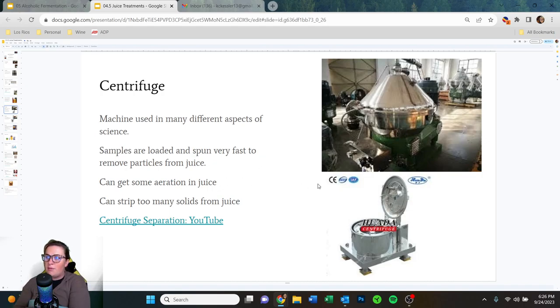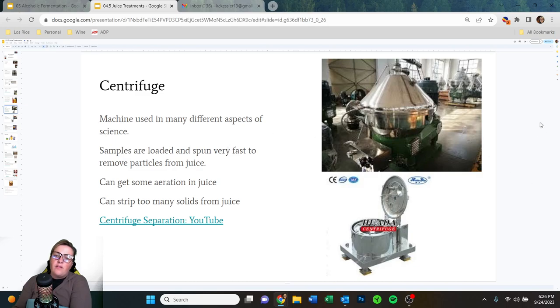Okay, so next we have what's called a centrifuge. A centrifuge is very, very helpful, but there are some cons to it, because sometimes it removes the positive particles from the juice as well. You can get some aeration with that G-force hitting it too, so you don't want that because it could potentially oxidize your juice.